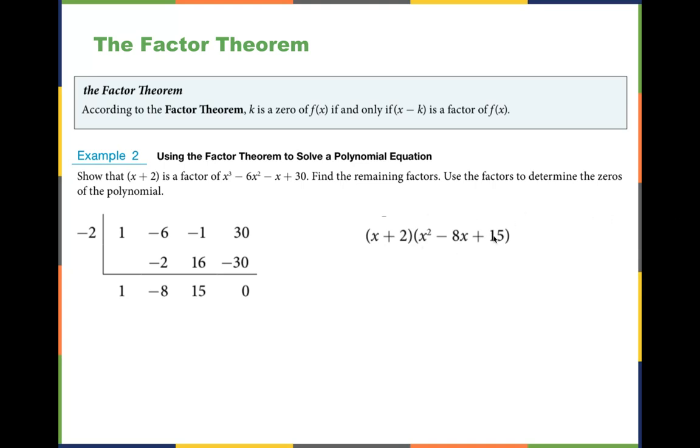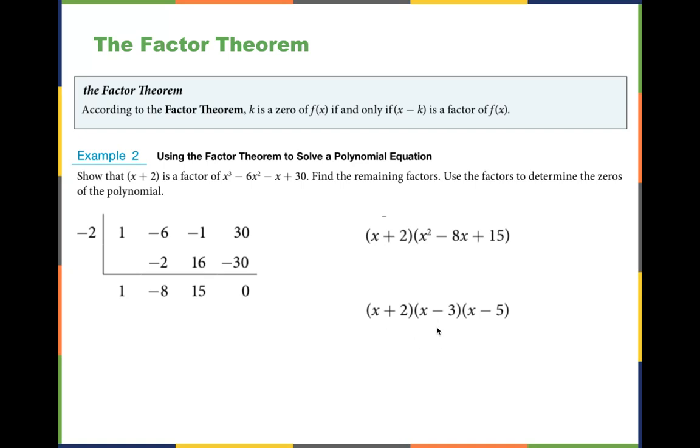So once we have a bunch of linear factors times a quadratic, we've won, right? We know how to factor it. And this is a quadratic that we can actually just factor, right? X minus 3, x minus 5. So we can write this. We've now written this polynomial as factors.